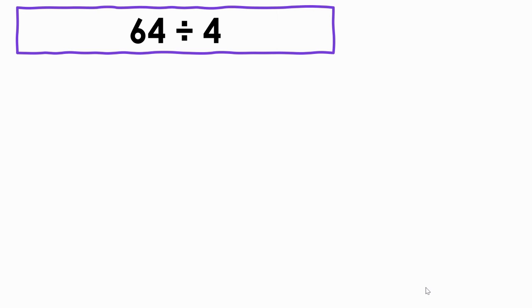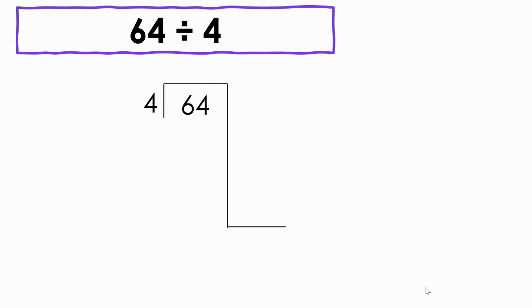So let's start with 64 divided by 4. We're going to be using the partial quotient strategy, so we're going to start by drawing our symbol for partial quotients. The dividend, or the first number, always goes in the middle. And the divisor, or our second number, goes on the outside. So here we have 64 divided by 4.